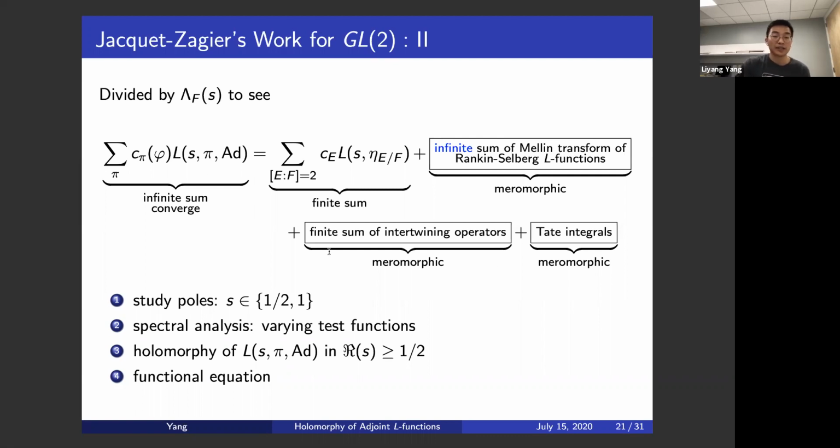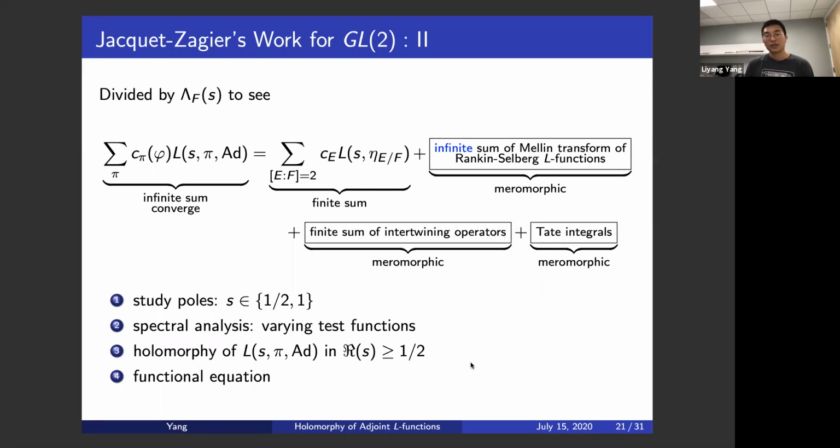And then they do spectral analysis for the left-hand side. This coefficient C_pi depends on the test function phi, and you can vary the test functions to isolate individual adjoint L-functions. Eventually, you will get a holomorphic continuation of each adjoint L-function to this right half plane. Since this is a complete L-function, you can use the functional equation to deduce the Sarnak conjecture for the GL2 case. That's basically what Jacquet and Zagier did.